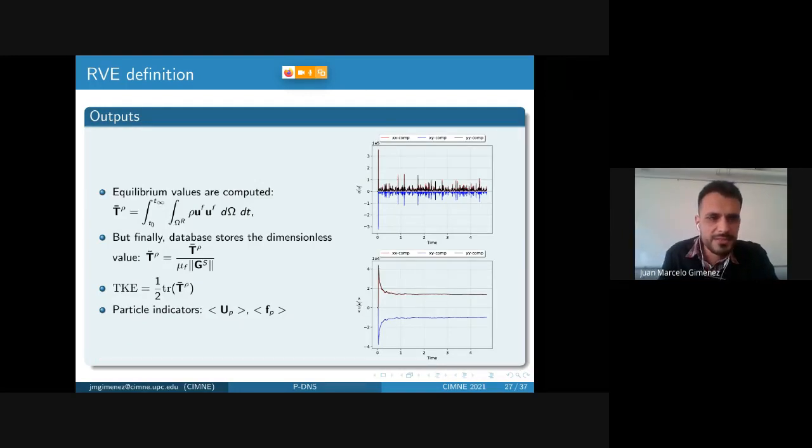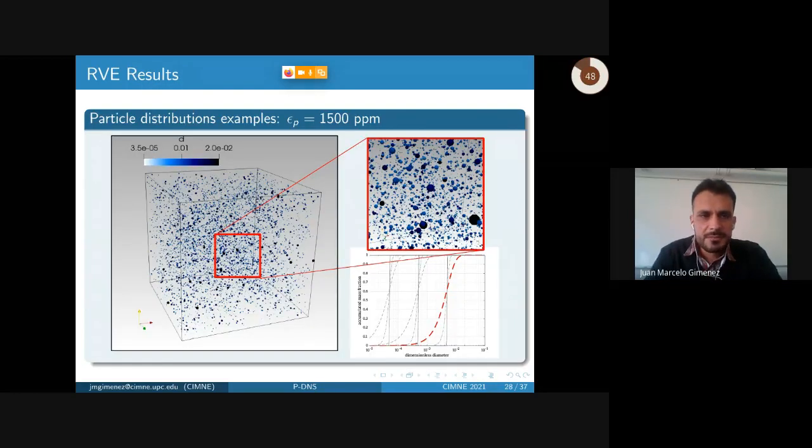In each simulation, we have computed again the stress tensor for the carrier phase. We store the dimensionless values, and we also compute some indicators for the particles, for example, the mean velocity of the particles or the mean force of the particle phase. And here are some examples of how the RVE looks. This is the highest concentration, around 1,500 parts per million, using the largest diameter considered for this study.